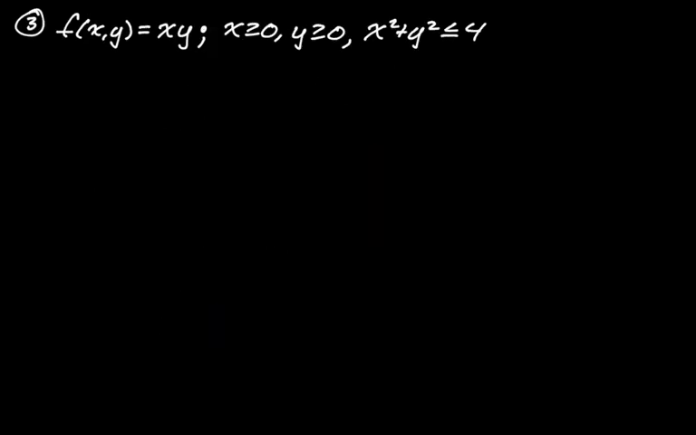We have f of xy is xy. X is greater than or equal to 0, y is greater than or equal to 0, and x squared plus y squared is less than or equal to 4. So since x and y are both positive, we're in the first quadrant. Let's draw that. So here we go. This is our region. It's a circle of radius 2.